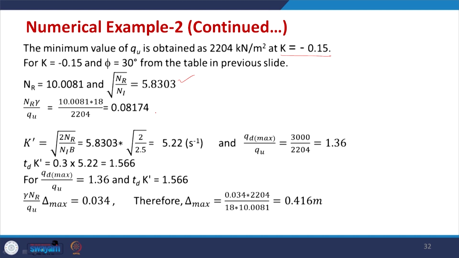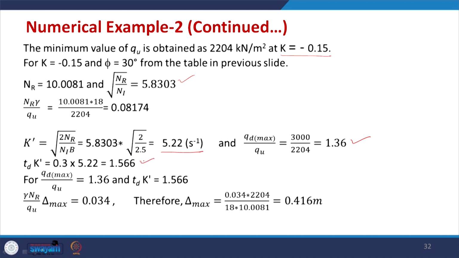Then we find this factor Nr gamma q putting this. So, all this comes. So, ultimately we get the value of k prime which is 2 Nr Ni from this equation, and you get 5.22 second inverse square, and the ratio of qd max or qu comes of 1.36 which is your load factor. So, then TDK prime is calculated as 1.566.